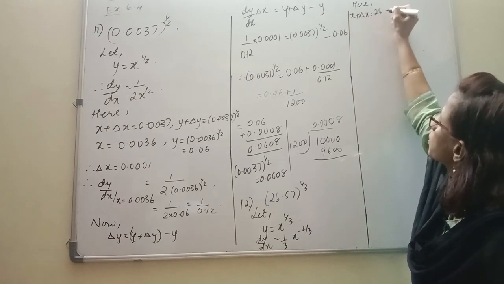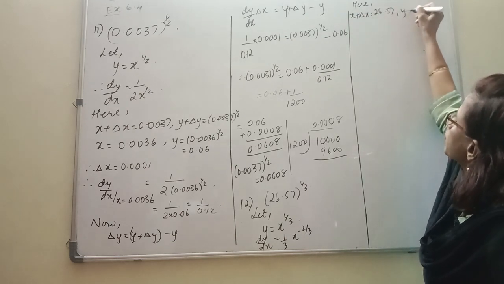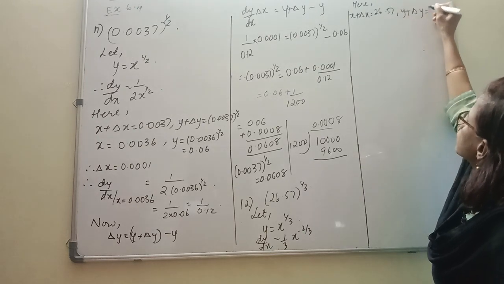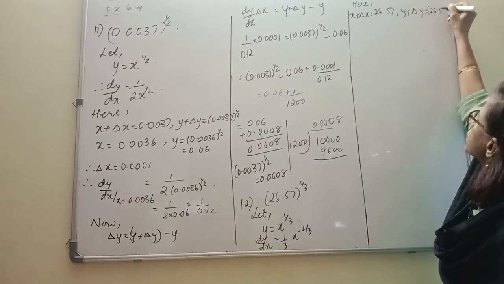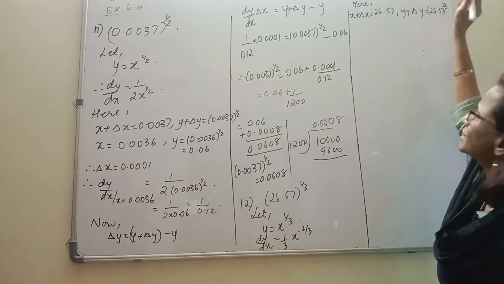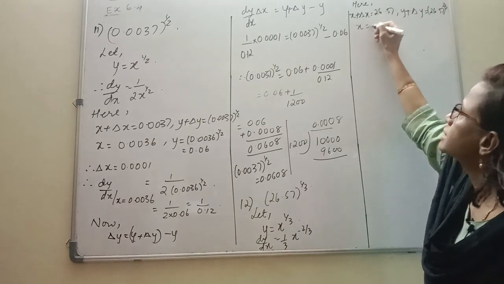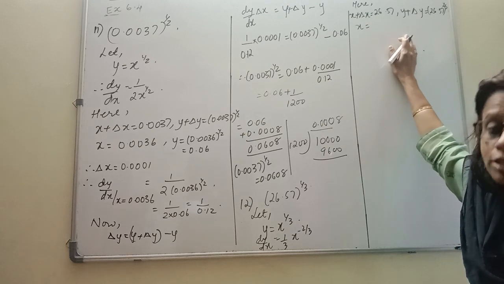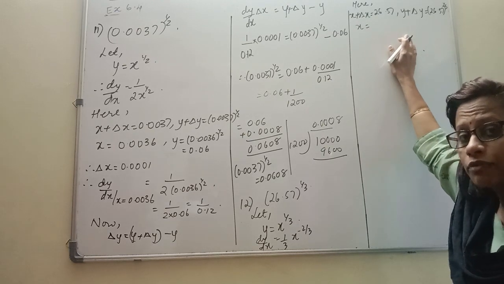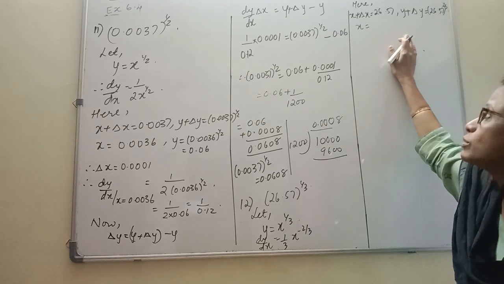It is 26.57, and correspondingly y plus delta y is this thing with the exponent, that is 1 by 3. That's it. From the given itself you get that. Now we have to decide the x. X is some value that is close to x plus delta x, whose value after putting the exponent you should know.